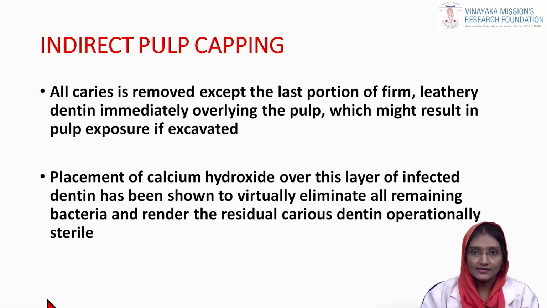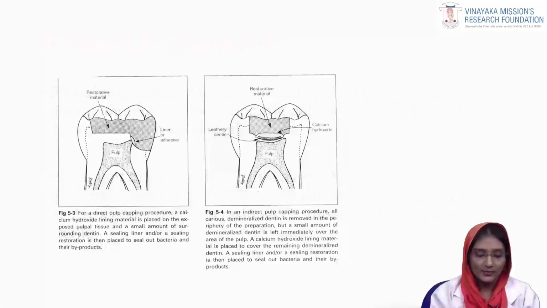So all the caries is removed except the last portion of the firm leathery dentin immediately overlaying the pulp, which might result in the pulpal exposure if excavated. So the placement of the calcium hydroxide over this layer of infected dentin is shown to virtually eliminate all the remaining bacteria and render the residual carious dentin operationally sterile. So in this picture, the first picture shows the direct pulp capping procedure, whereas the second picture shows the indirect pulp capping procedure.